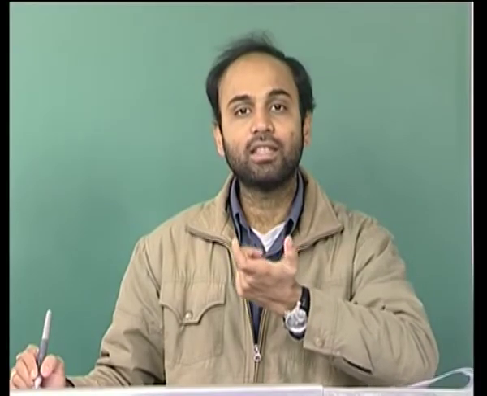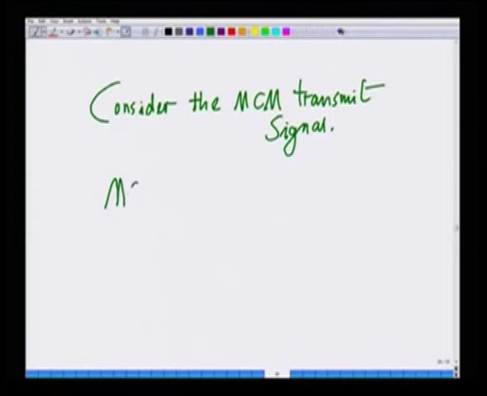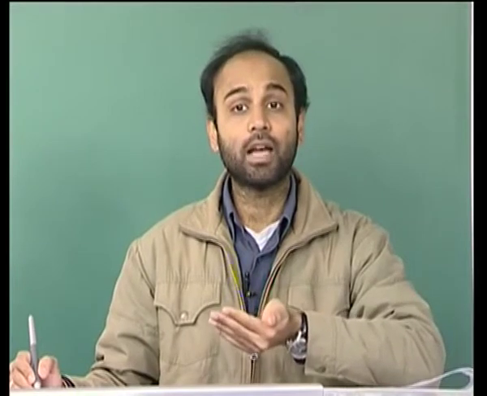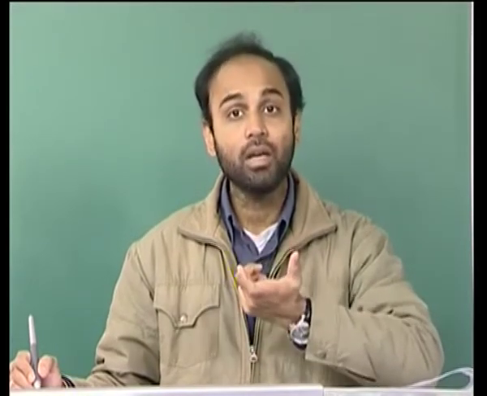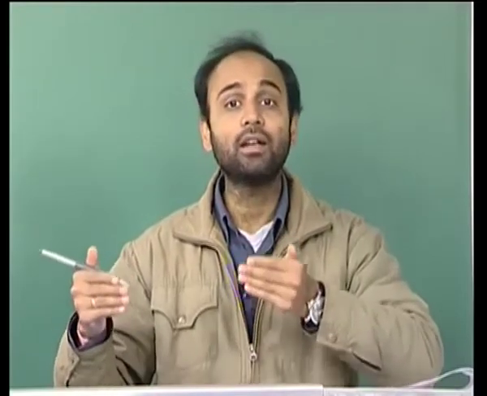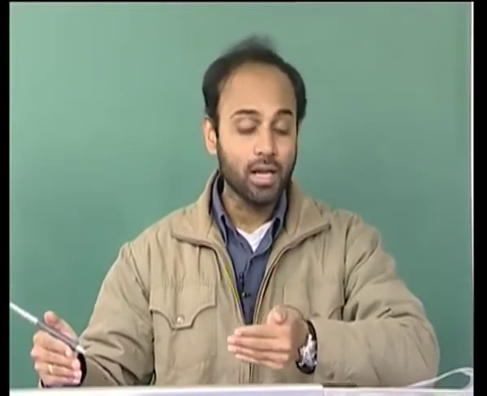Remember, we have a bandwidth of B, hence this MCM signal is band limited to B. Hence, I do not need to generate the time domain signal, but we have a result from sampling theory in electrical engineering, which we know: if a signal is band limited to B, we can sample it. That is, I am talking about the two-sided bandwidth here, not the one-sided bandwidth. So if the signal is band limited to B, I can sample at rate B and I can still recover the signal.